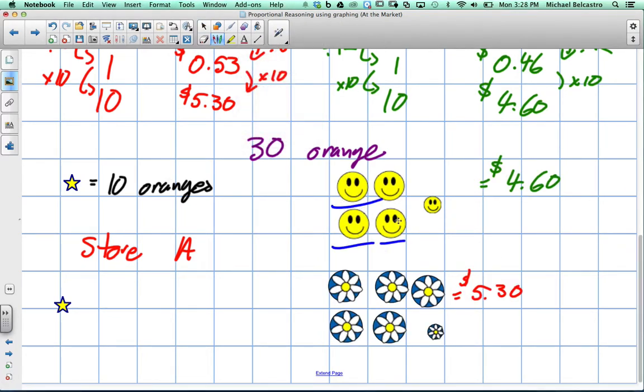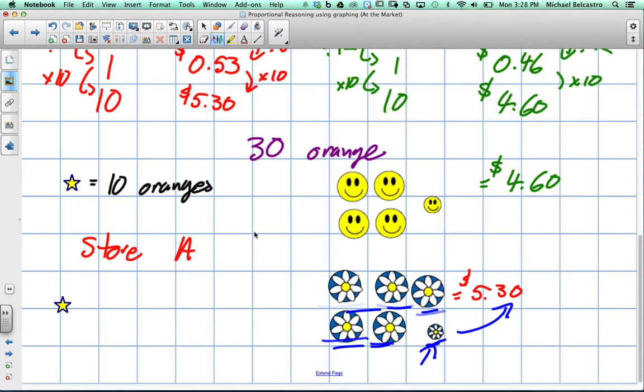Each of the large happy faces represents $1, and this small one is going to represent our 60 cents. So $1, 2, 3, $4.60. And each of our flowers will represent $1, the large ones, and the small one is only going to represent 30 cents. So we have 1, 2, 3, 4, 5, and this guy represents 30 cents.